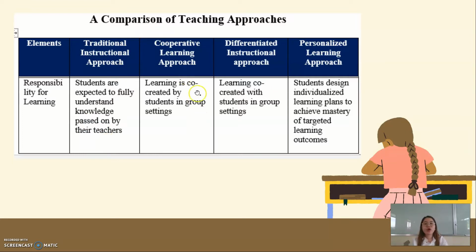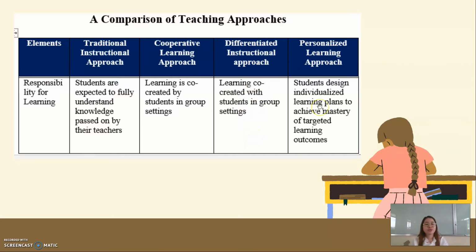And next, for the cooperative learning approach, the learners are now co-creators of learning because they collaborate with their peers, with their classmates, with their group mates. They now do some brainstorming. They express their own ideas. And that is the same with the differentiated instructional approach because they also have groups here. Okay, they still co-create their learning with their group mates.